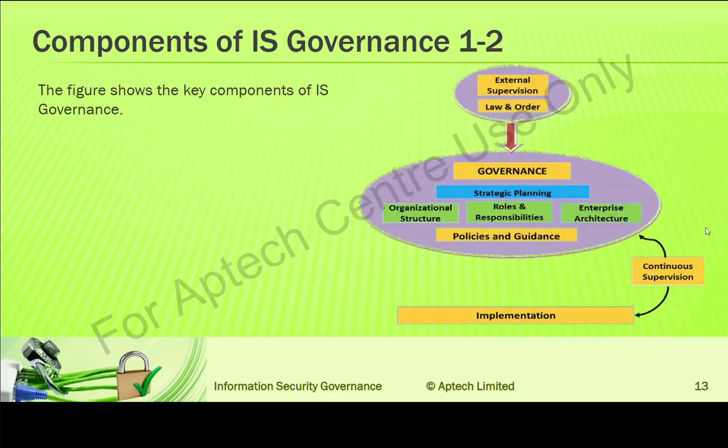Now, components of information security governance. These are the components. You have external supervision, law, and order. We also have governance, and under the governance you have strategic planning. We also have organization structures. We also have roles and responsibilities, which should be assigned to everybody in the organization. We also have enterprise architecture, policy and guidance, and continuous supervision. We also have implementation. After all this has been drafted, we now implement it.